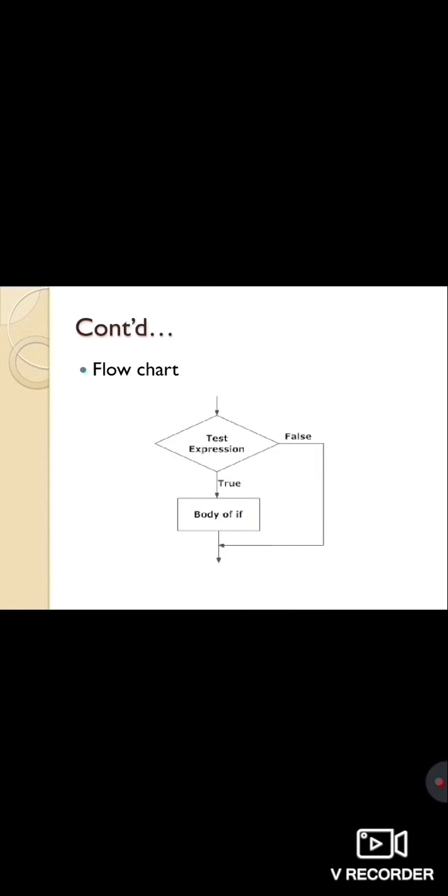This is the flowchart for the if statement. Here the test expression is basically the condition. If the condition is true, then it executes the body of the if, and if the condition is false or the test expression returns false, then it goes to the end of the body of the if. The control or flow of the execution moves to the end of the if.